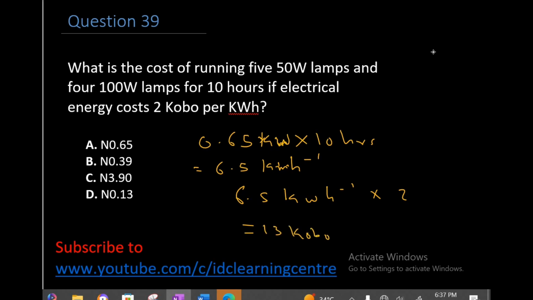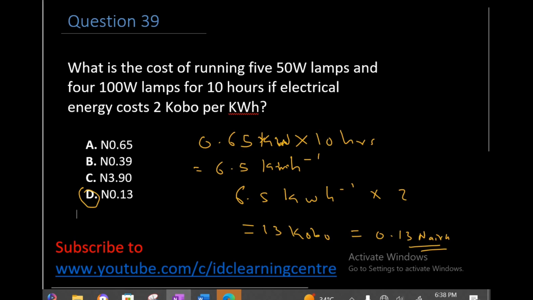13 kobo here, but we will write our answer in naira. So to take this to naira, we have to divide it by 100. So 13 kobo is the same thing as 0.13 naira. So the correct answer for this question is option D, 0.13 naira. So let's go to the next question, question 40.